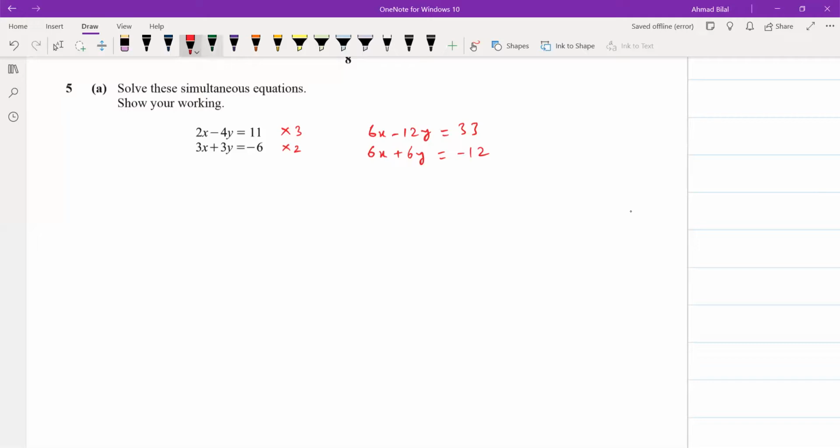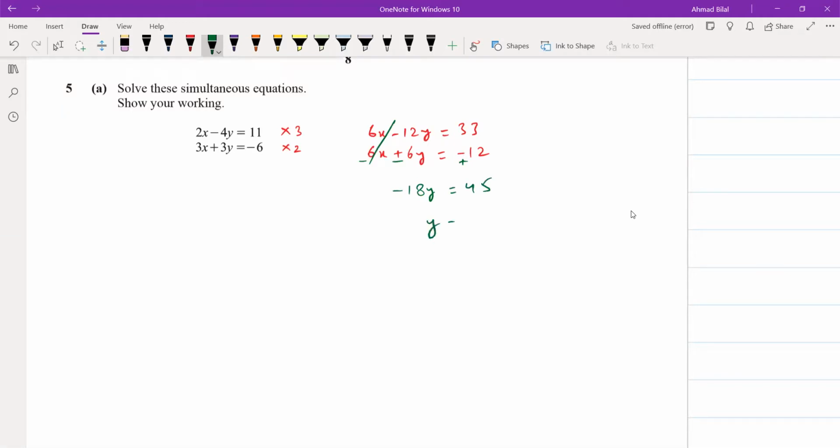Okay, now what I do is I subtract the second equation from the first one. My sign change करता हूँ. I've got a negative sign here, plus sign here. This gets cancelled out, and I'm left with minus 18y equal to 45.